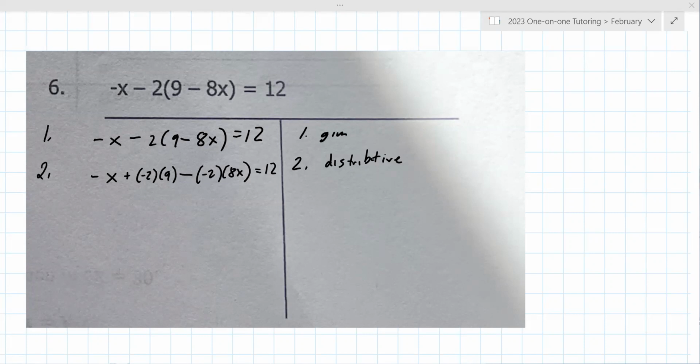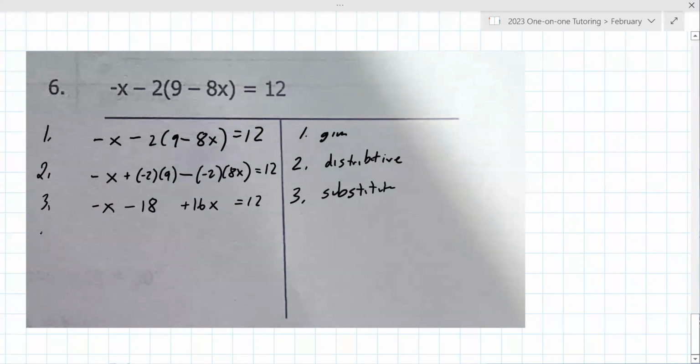-18. Yes, so this is minus x minus 18 plus 16x equals 12. And this is substitute. What do you do from here? What's the next thing? Subtract or add the x.